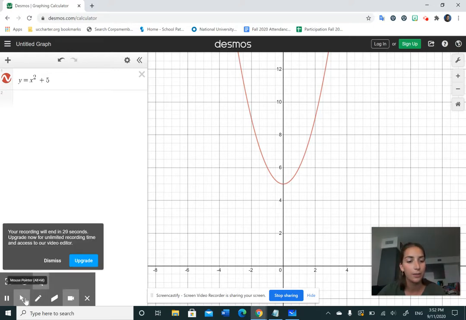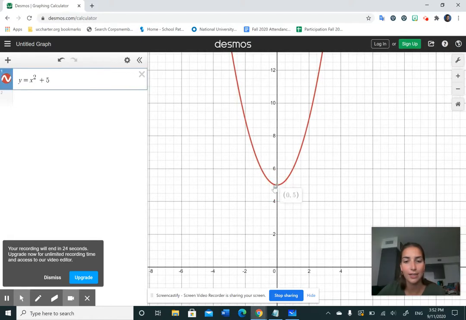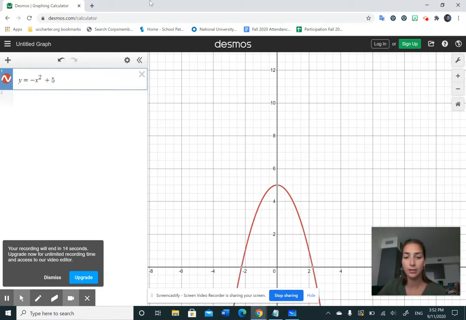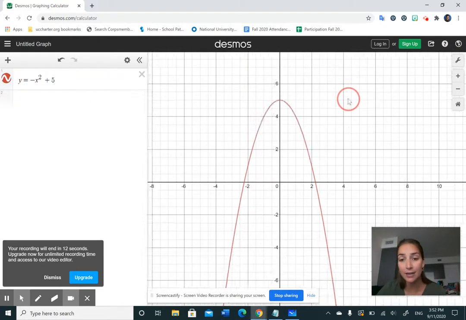So let's see. This point right here, yeah, you can see it when I click on it. That's our minimum, okay? If the parabola was going down, was down facing, we would have a maximum. Our vertex, nuestro vértice, sería un máximo. Our vertex would be a maximum and it would be right here.